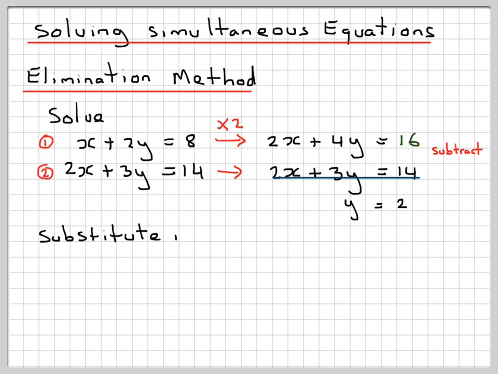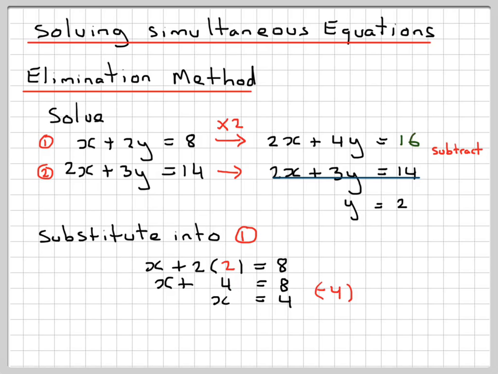If we substitute into equation 1 our value of y, so we take this equation here, and then instead of y we now put 2, which is what we got over here, we now get a linear equation to solve. So we're going to get x plus 4 is equal to 8, and then we need to take 4 from both sides, take 4 from there, take 4 from there.